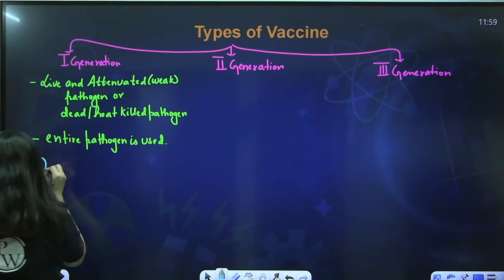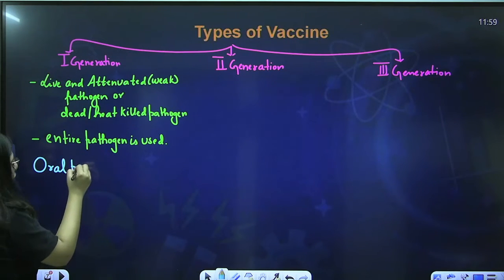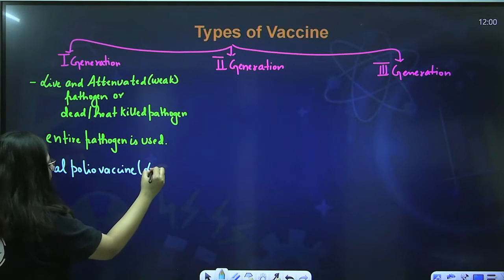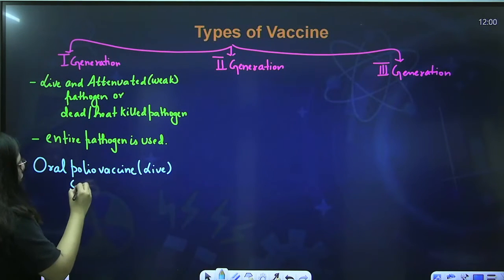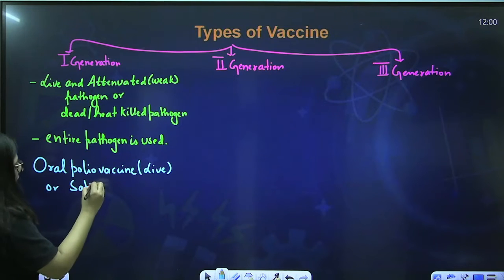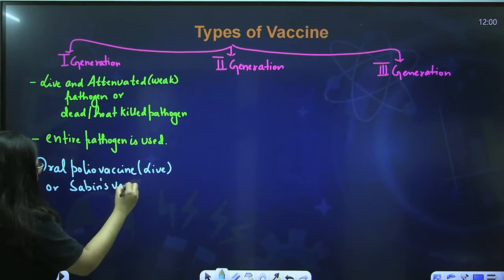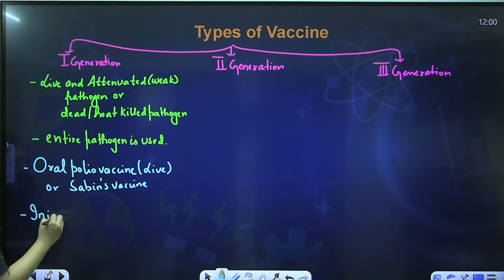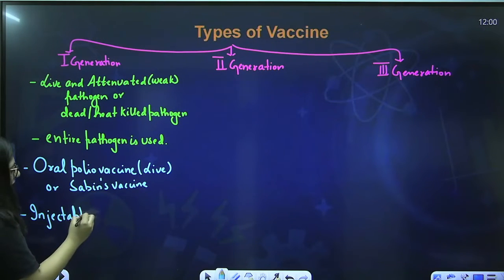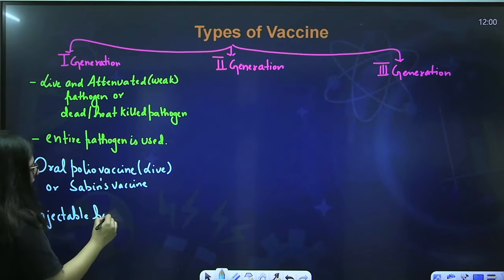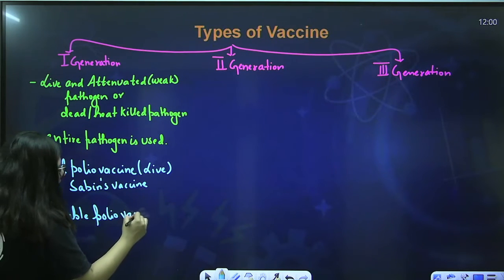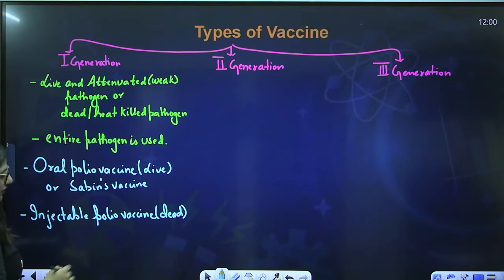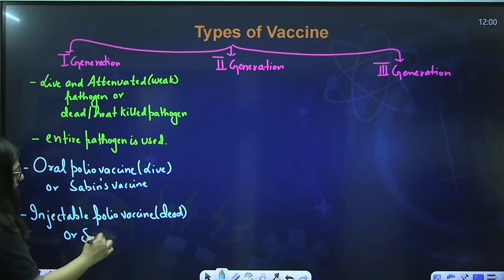OPV, oral polio vaccine. Oral polio vaccine contains live pathogen, also known as Sabin's vaccine. Whereas there is one polio vaccine which you inject, that's IPV, injectable polio vaccine. Here we use the dead heat killed virus, also known as Salk's vaccine.